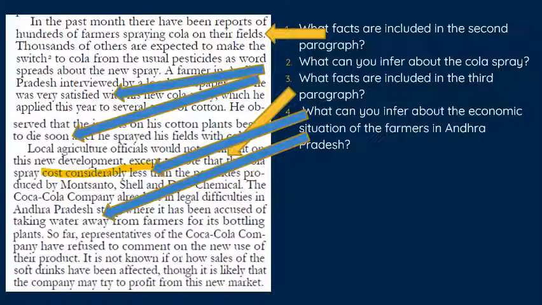Right. One of possible inferences that we can draw is that the farmers are poor farmers because they cannot afford to buy the pesticide, and that is why they try to find the alternative, which is considerably less costly. And after that, they also face a hard situation because of limited supply of water, as the bottling plants of Coca-Cola took away the water from their fields. So that is the influence of the economic situation of the farmers in Andhra Pradesh.